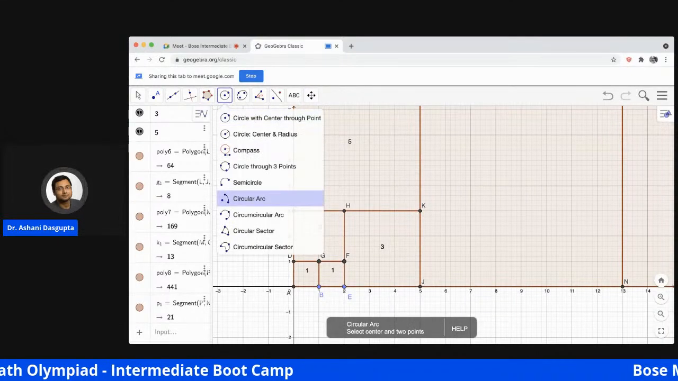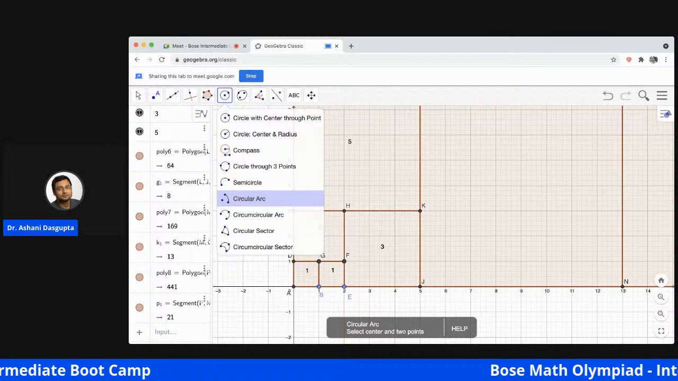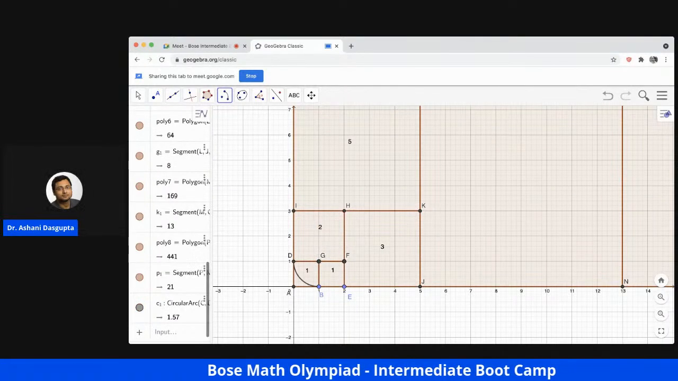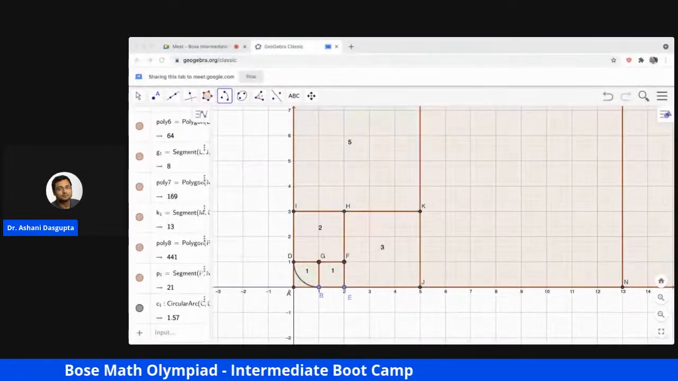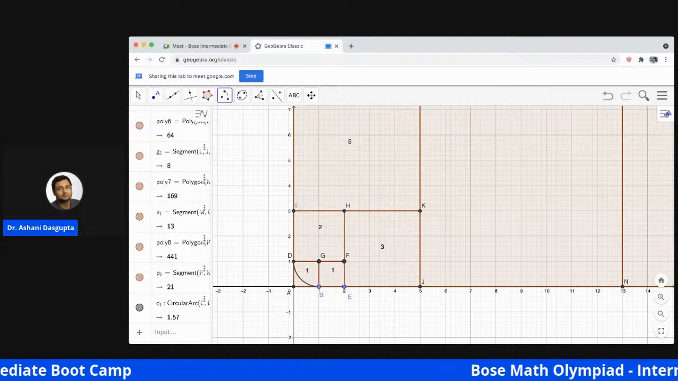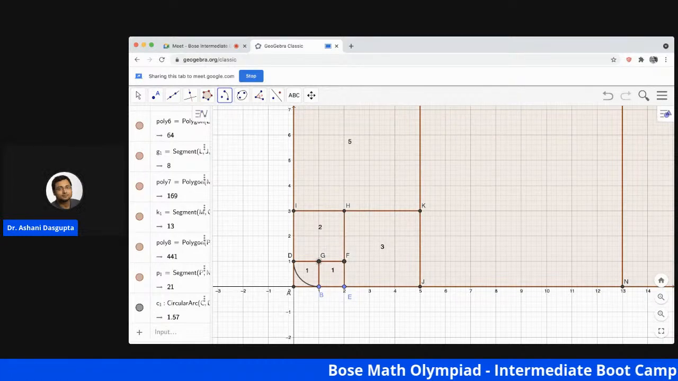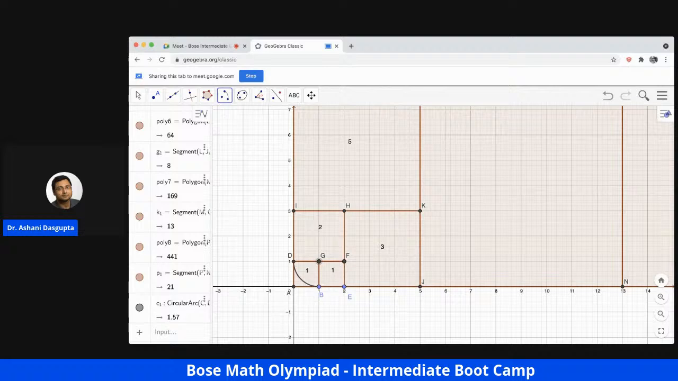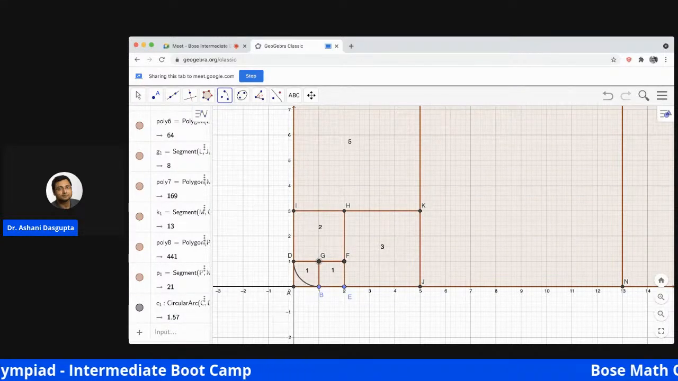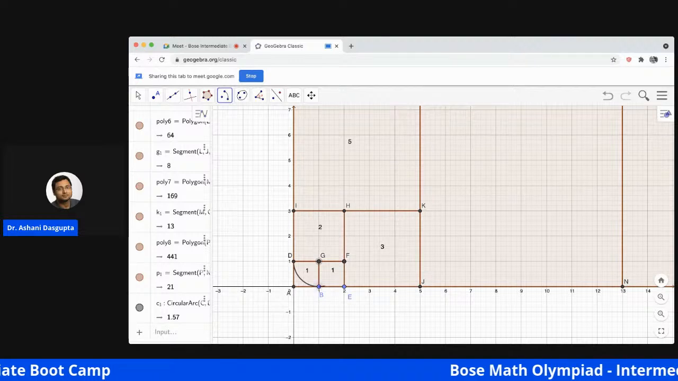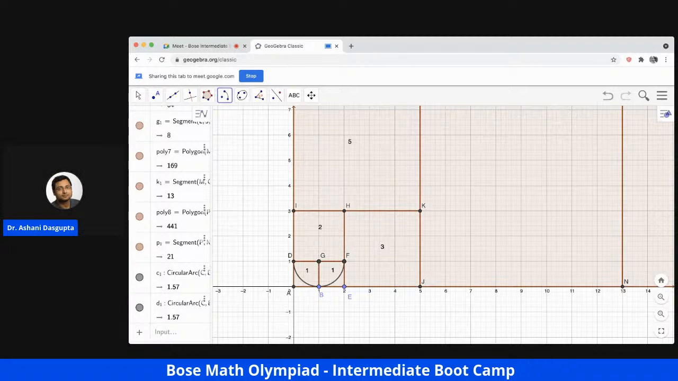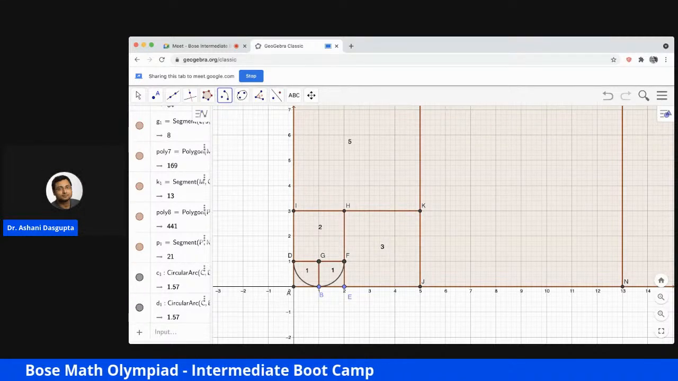I'll click on the circular arc tool and I'll click on the center DB. I hope you are seeing this. If you are not, that's fine. I'll be able to do it again. So click on this. BF. Click on that. So what to do next? Can anyone tell me? What is the next step?